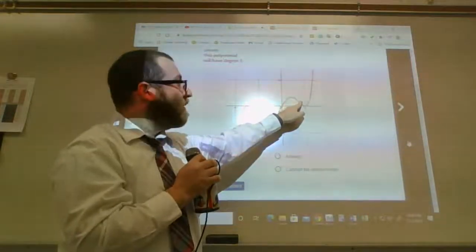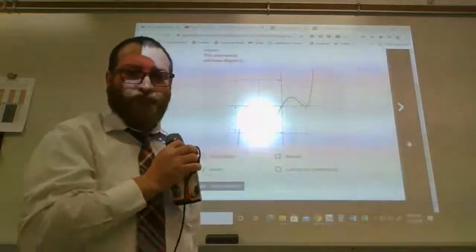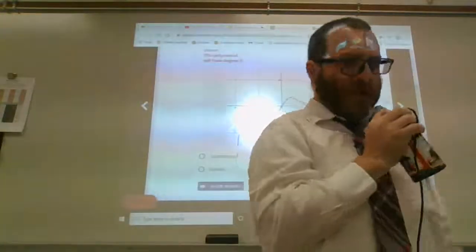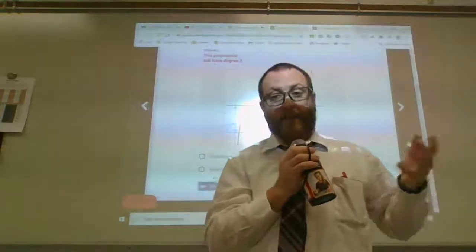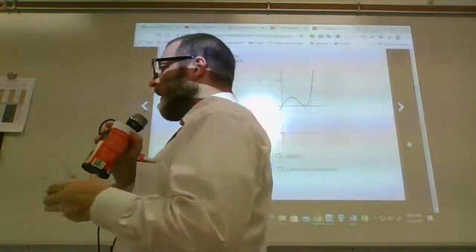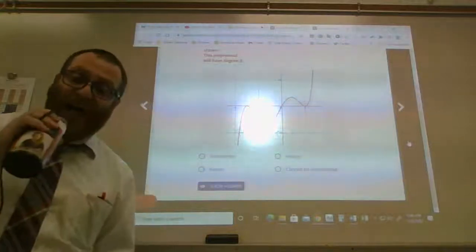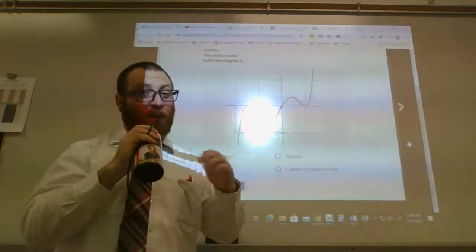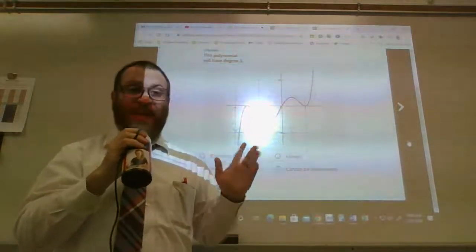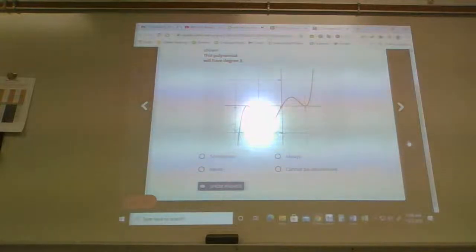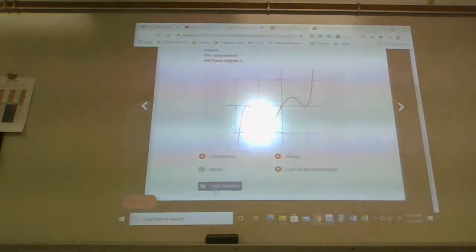There's a third turning point. And there's a fourth turning point. By definition, if the degree is n, then at most it would have n minus 1 turning points. I count 1, 2, 3. I count 4 turning points. There is no possible way this is a third degree polynomial. It can't happen. As a result, they're saying this polynomial has a degree of 3, and I'm saying, sorry, never. It can't be a degree of 3 because of the turning points.